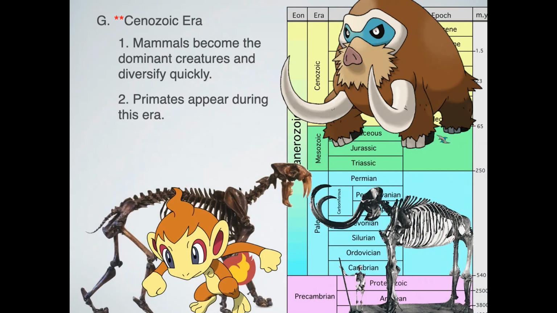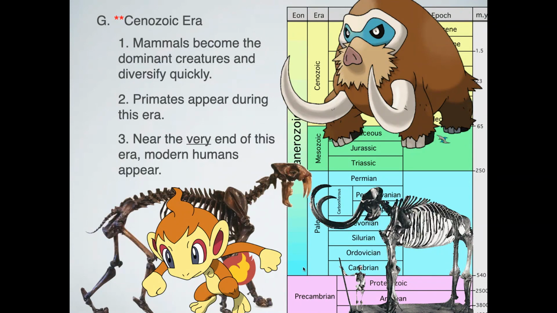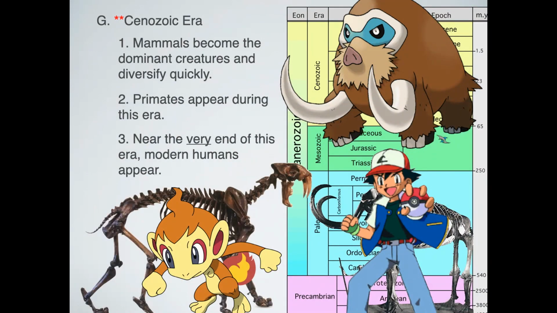Primates appear during this era. Okay, so we do get the first primates, and near the very end of this era, modern humans appear. So again, if 75% of the Earth's history is basically Precambrian, and if humans appear at the very end, we're seconds away. If this is like a clock or something, we are milliseconds away from the clock getting all the way to the end. And of course, humans, there you go, there's Ash.